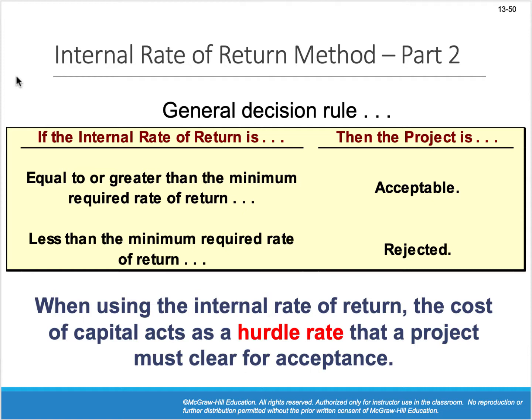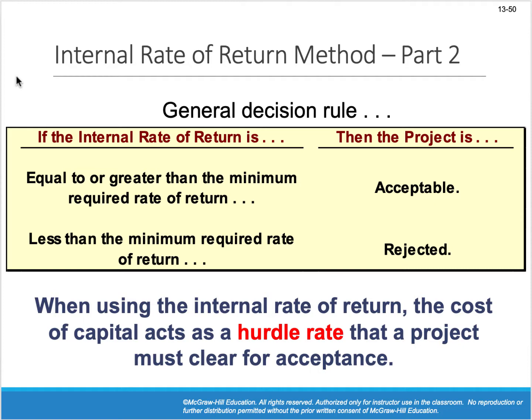So we have some general guidelines here when we're using the internal rate of return. Kind of rules of thumb, so to speak, right? Well, what are they? Well, if the internal rate of return is equal to or greater than the minimum required rate of return, we say, hey, this project's acceptable. If it's less than the required rate of return, then the project is obviously going to be rejected. So keep in mind here that we're using that hurdle rate, right? And we said that normally companies utilize their cost of capital as that hurdle rate.